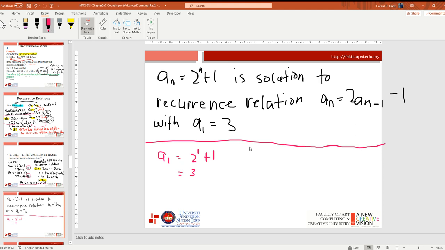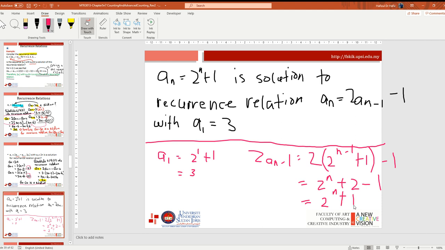into it. Dapat 2 an minus 1 is equivalent to 2 times 2 power of n minus 1 plus 1 minus 1 is equivalent to 2n plus 2 minus 1 is equivalent to 2n plus 1. Okay, this one is equivalent to an lah. So that we can say that this one is a recurrent relation sama dia punya nilai dia.